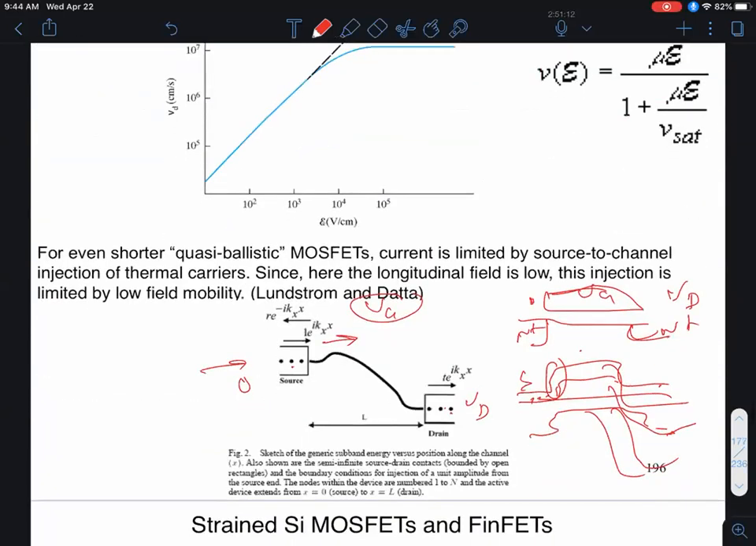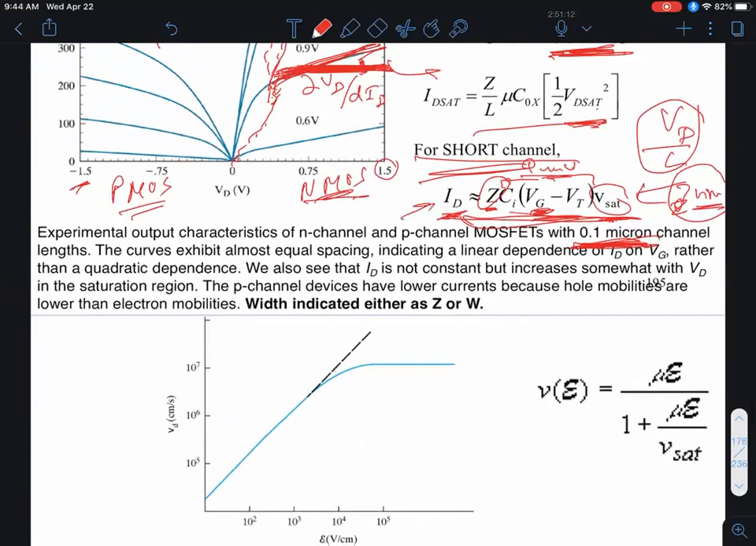But here, I want to talk about something else. In a short channel device, what I've claimed is that I have a high electric field along the channel, which is roughly equal to VD divided by L, and we said that the carriers travel at the saturation drift velocity, more or less throughout the channel, right? And that's why you end up getting this characteristic, right? That's my inversion charge. So charge times velocity gives you the current per unit width, and then multiplied by the width of the transistor, right?